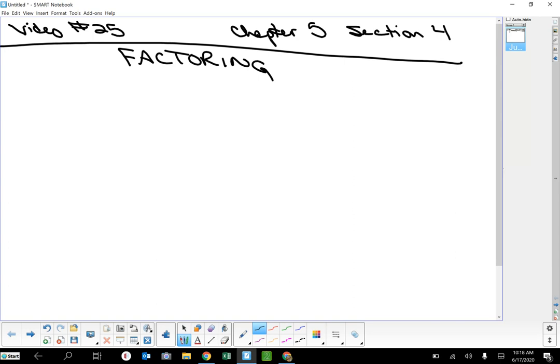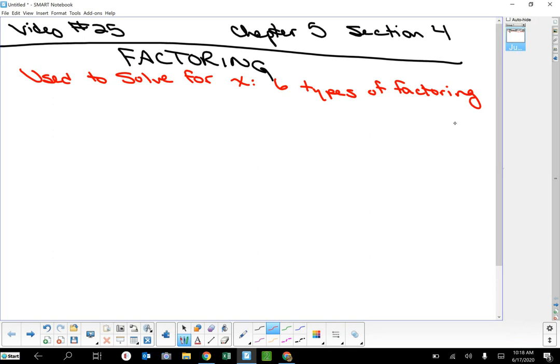Basically, we're undistributing, unfoiling, we're pulling problems apart. This is used to solve for x by pulling it apart and turning an addition and subtraction problem into a multiplication problem. So we're going to utilize a number of different types of factoring. I think 6. We're going to have 6 types of factoring altogether.